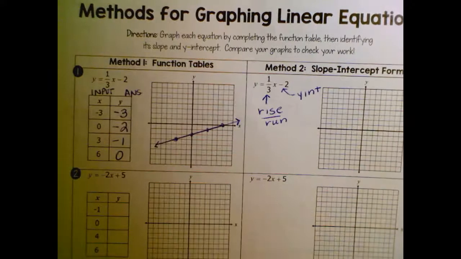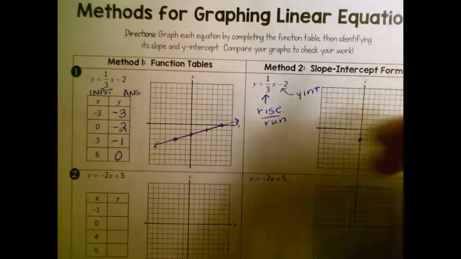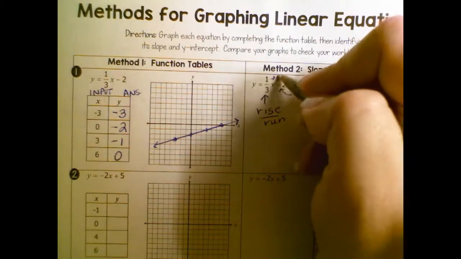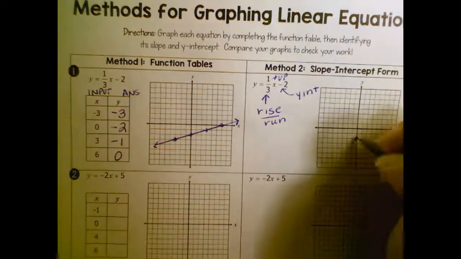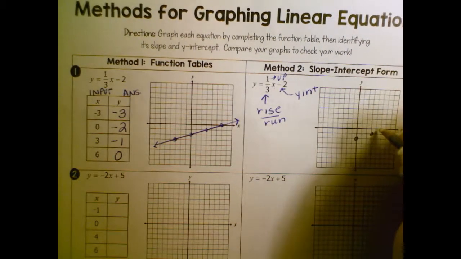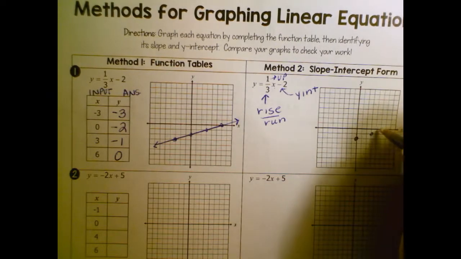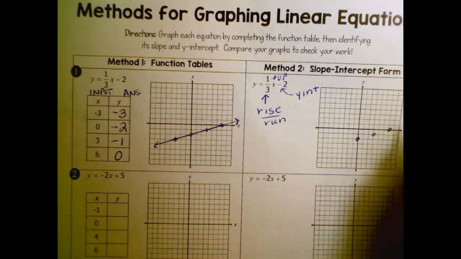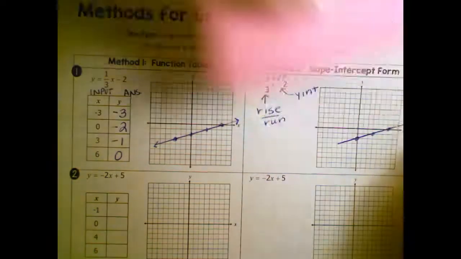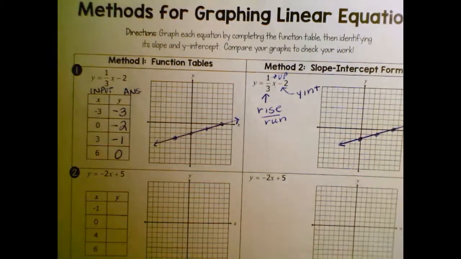Using the slope-intercept form, I'm going to start at -2. My slope tells me I go up 1, to the right 3, so up 1, up 1, connect. So I do have the same looking line.